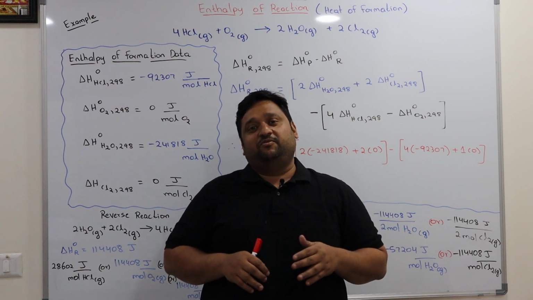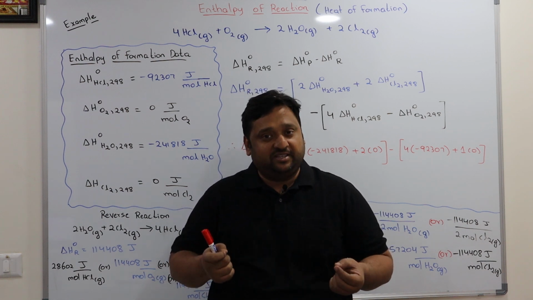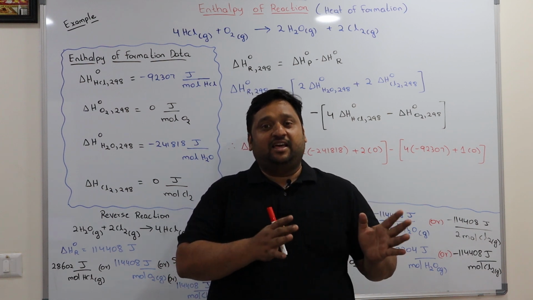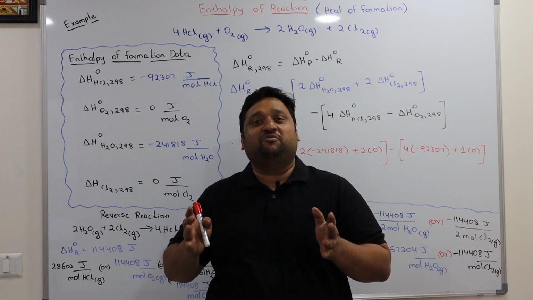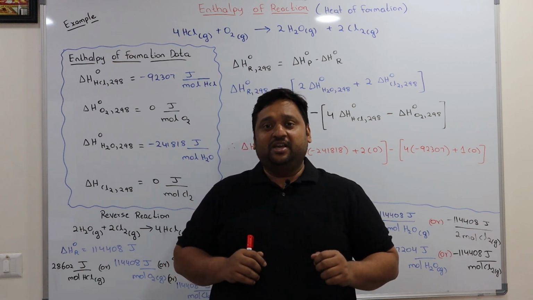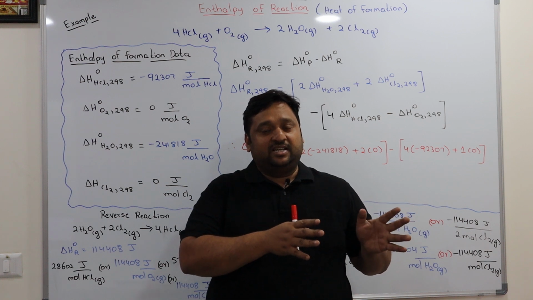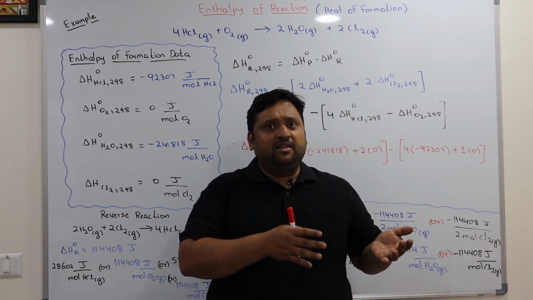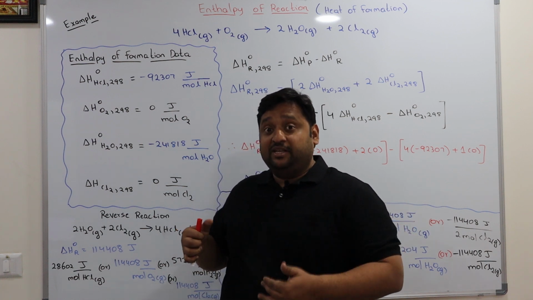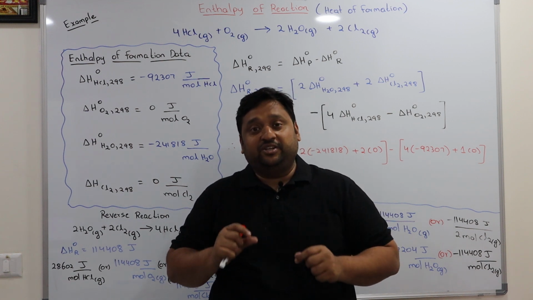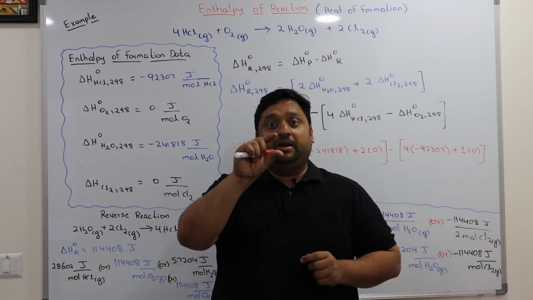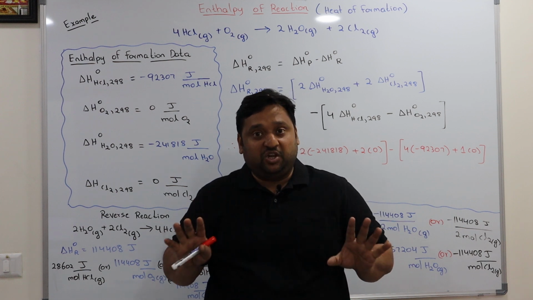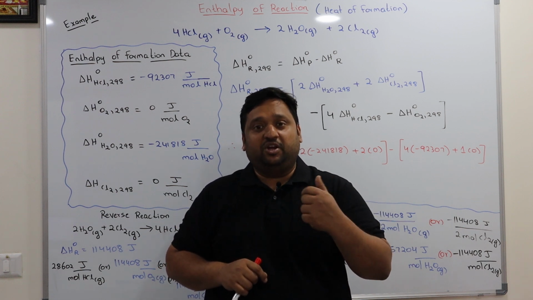In today's lecture, we are going to discuss one more example of finding enthalpy of reaction through heat of formation data. In the last class, we discussed a similar example, but in today's example, the difference you are going to notice is that the stoichiometry of the reaction is not equal to 1.